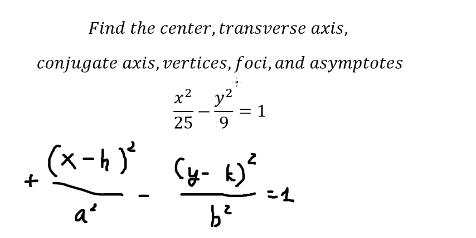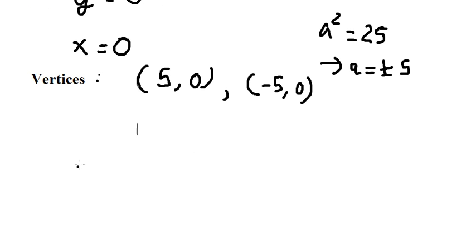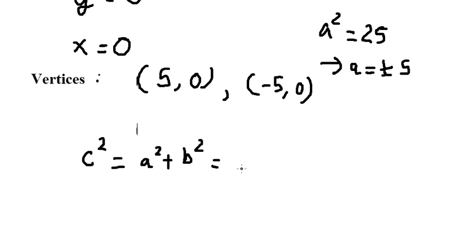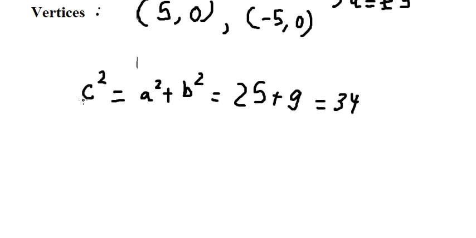The next one is foci. To calculate the foci, we have c square equals a square plus b square. So a square, we have 25. B square, that's 9 in here. And this one, we have 34. Now we put the square root on both sides. And we have positive and negative square root of 34.